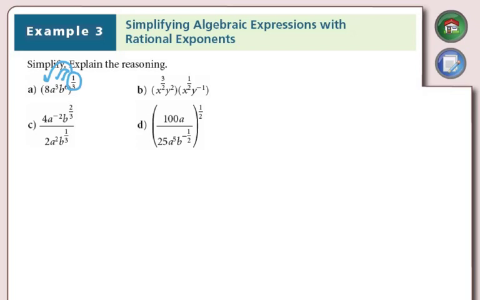So what we'll have on a is 8 to the power of 1/3. We'll just attach the exponent there. A to the power of 3 times 1/3. And b to the power of 6 times 1/3.